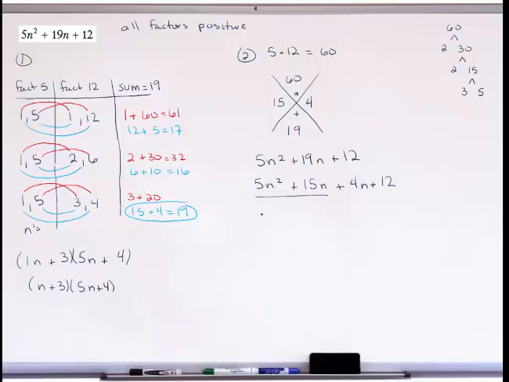Out of these two terms, I can factor a 5 and an n, and I'm left with n plus 3. Out of these two terms, I can factor 4, and I'm left with n plus 3. And I get 5n plus 4 times n plus 3. Now, I personally like this method better because it eliminates the need to try an unknown number of possible combinations. But again, we get the same answer, so whatever method you prefer is the method you should use.